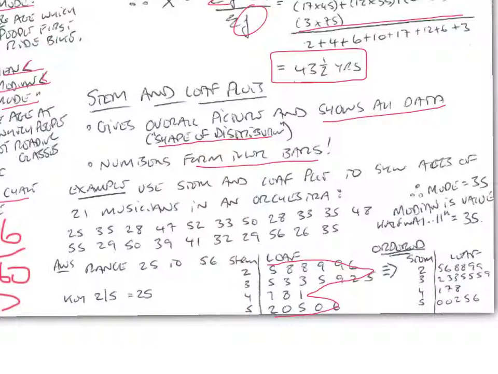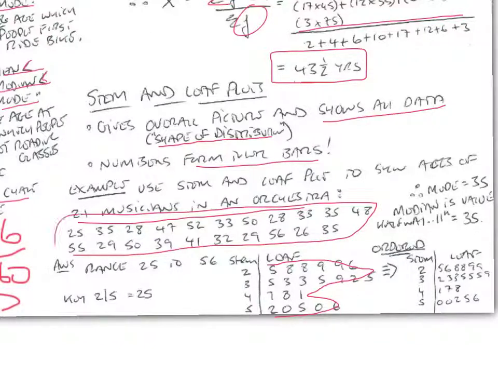Use a stem and leaf plot to show the ages of 21 musicians in an orchestra. So there's the 21 musicians, 21 bits of data, there's their ages. How do we do that? First thing we have to do is find what is the range. The range goes from 25 to 56. So we have our stem and our leaf, and we write down 20, 30, 40, 50. We put our key to indicate that 2 | 5 is equal to 25 years of age.